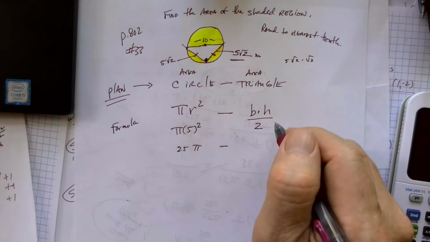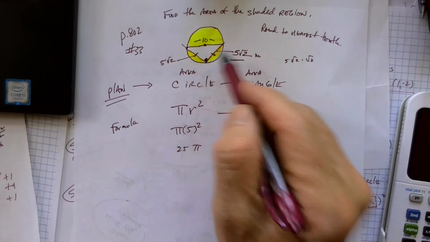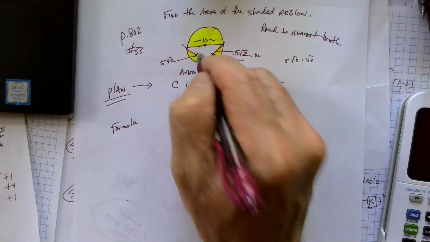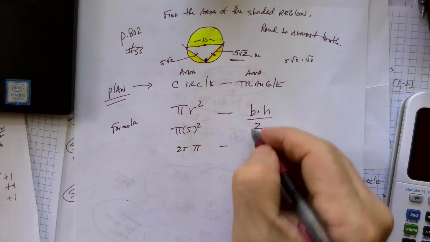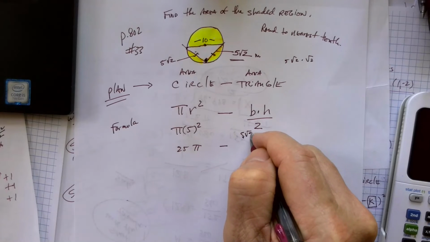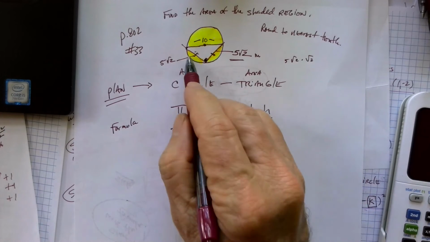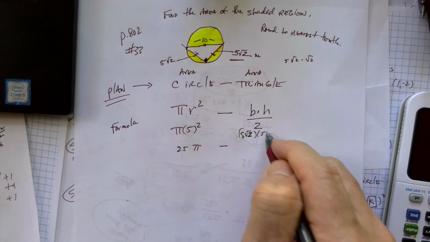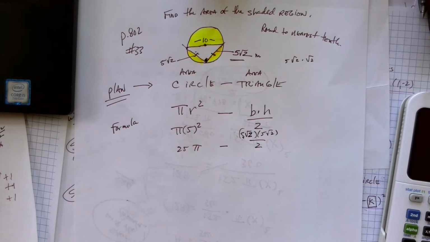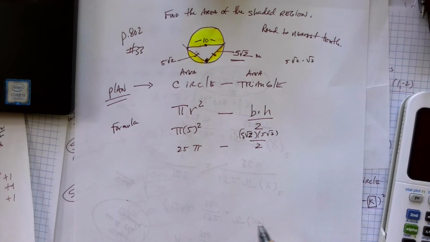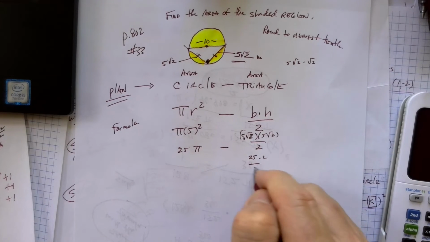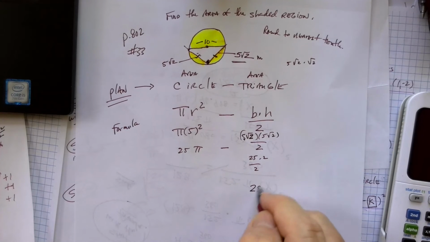I'm just going to keep on going, so the base times the height. So I'm thinking about the triangle. Remember, the base and height have to happen at the 90-degree angle. So it's 5√2, that's the base, and the height is 5√2. And I'm going to divide that by 2. So 5√2 times 5√2 is 5 times 5 is 25. √2 times √2 is 2, over 2. So this is going to be 25.